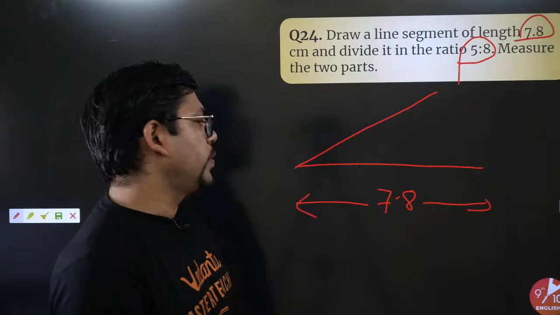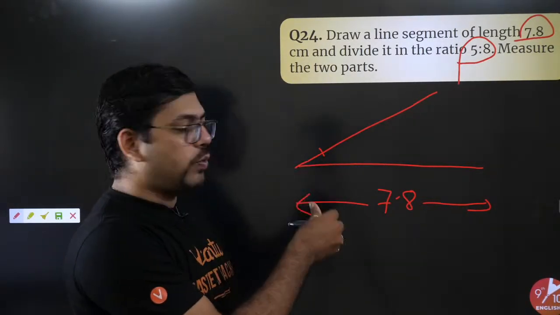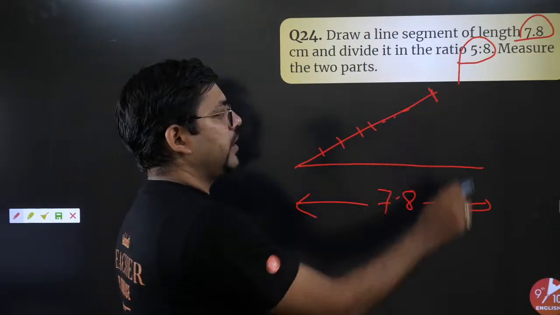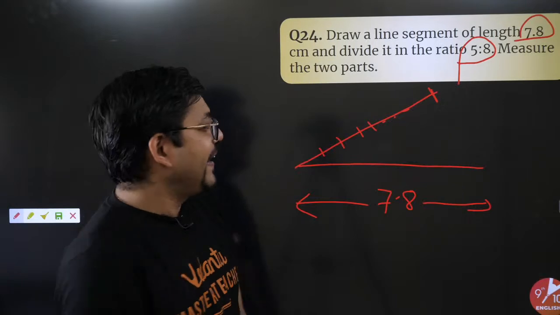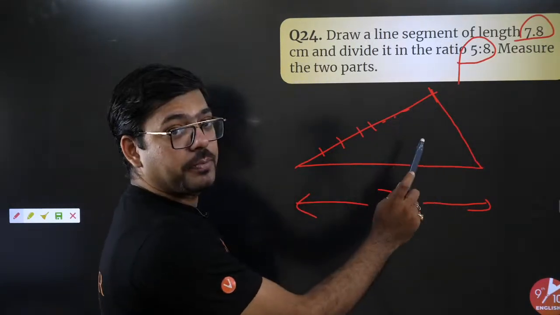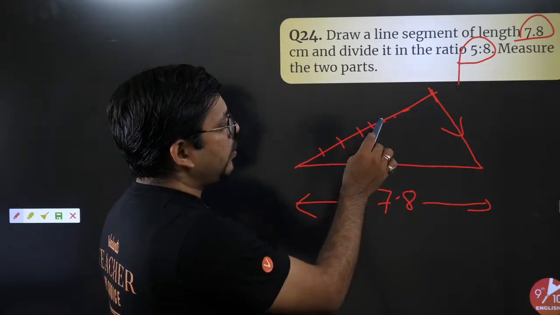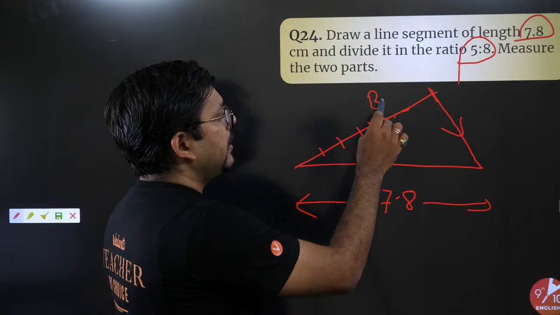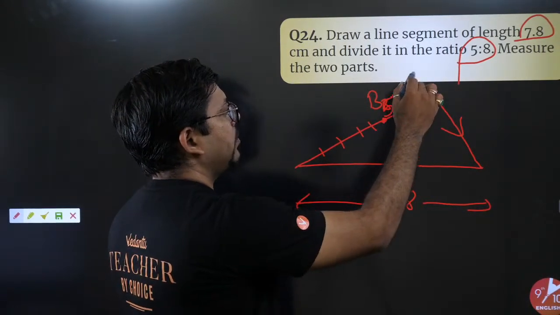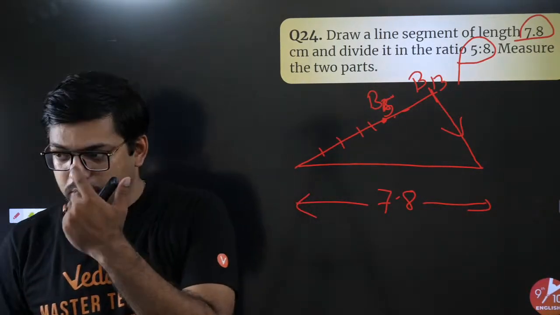What will you do? You will take 5 plus 8, that is 13 equal marks. So 1 centimeter, 1, 2, 3, 4, dot till 13. This is what I had taught. Then you join the 13th mark with the end point of this line, and then you come to the 8th point, B8. Are you all remembering this or not? Just tell me yes or no. B5 and this is B13. Construction, halwa.